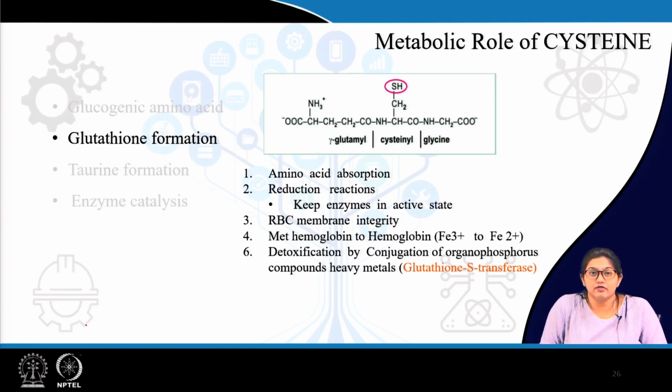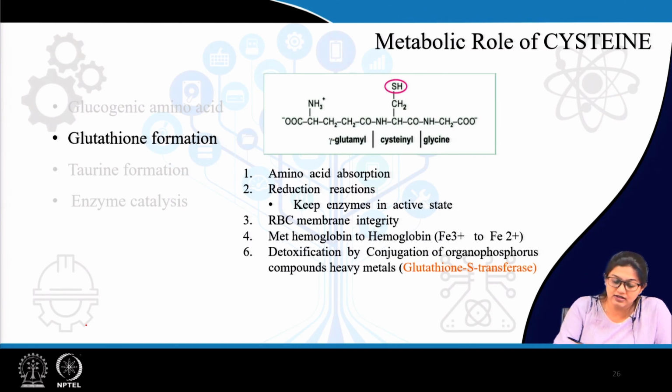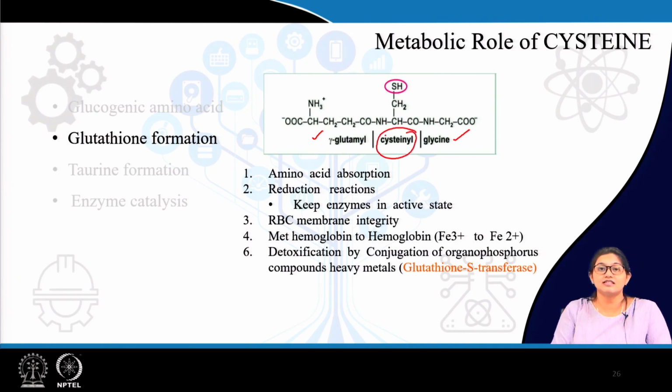Then moving to the next very important function, cysteine is required for formation of glutathione. We have already discussed that glutathione is a molecule which contains 3 amino acids. This synthesis will be discussed in glycine metabolism, but remember the 3 amino acids. I already have told you. Again I am reminding that the 3 amino acids are glutamic acid, then glycine and our very cysteine.